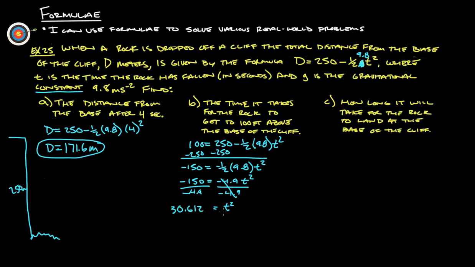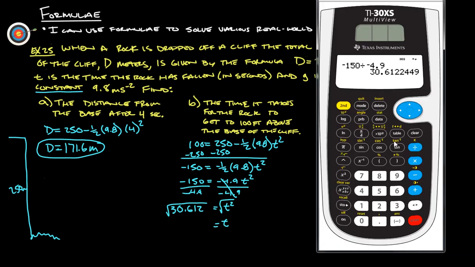Okay. Now, the last step to get t by itself is we square root both sides. So we're going to end up getting t equals. Instead of going back and pushing square root and retyping that whole thing, all we're going to do is just do second square root. It's going to take the square root of whatever our previous answer was. Push enter on that, and we get 5.53, we'll call it.